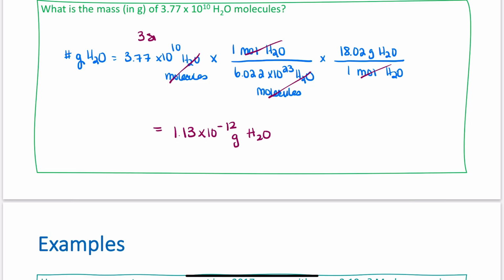So let's check our sig figs. 3 sig figs, 4 sig figs, 4 sig figs. My final answer will have 3 sig figs.